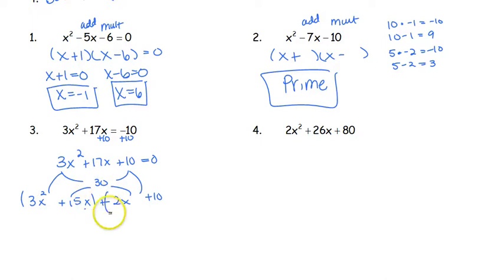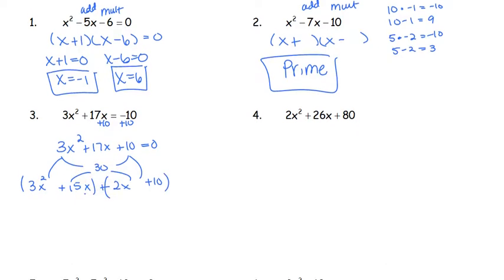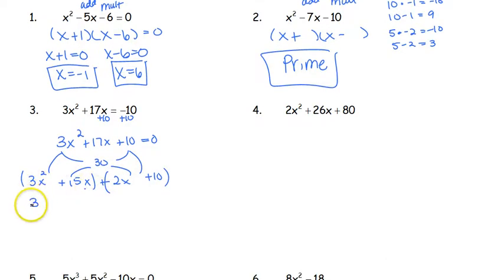Now we factor by grouping. Group our first 2, group our second 2. Our GCF here is a 3x. We're left with x plus 5. Our GCF here is a 2. We're left with x plus 5. And again, we double check. Make sure that the pieces in the parentheses are exactly the same. If they're not, we've got a problem.